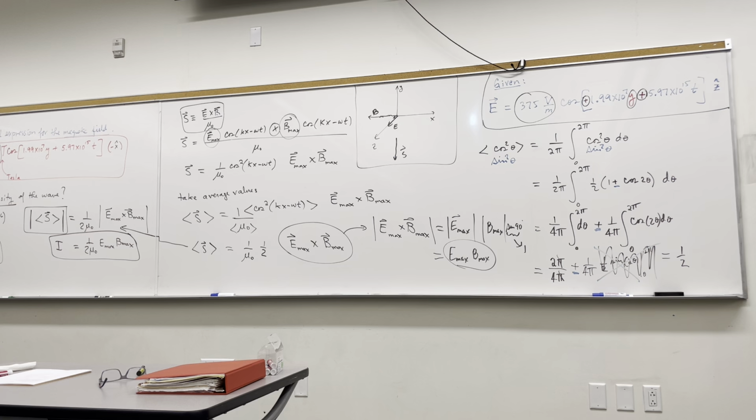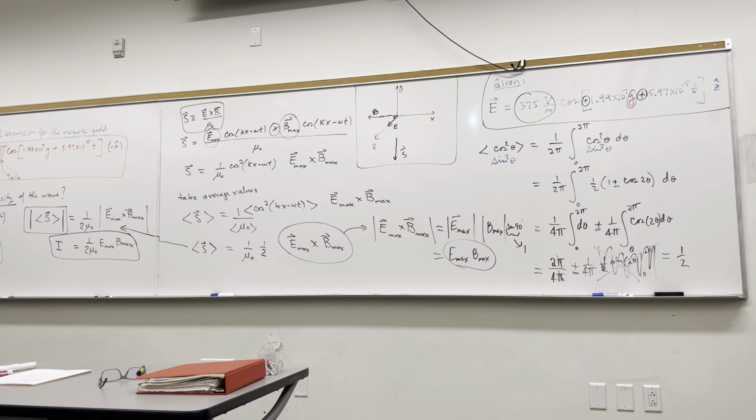And then you have the average value of E max cross. Well, that's just a constant, so I'll just write it like this. Now, let's do this cross product. So what is this cross product?